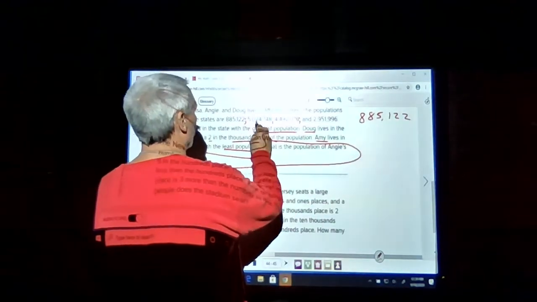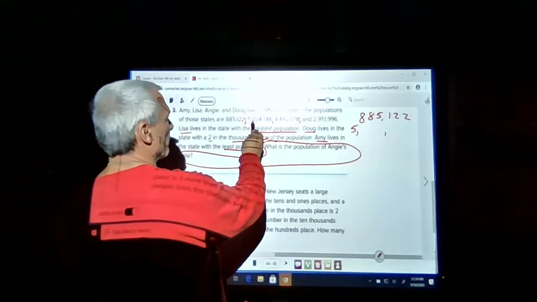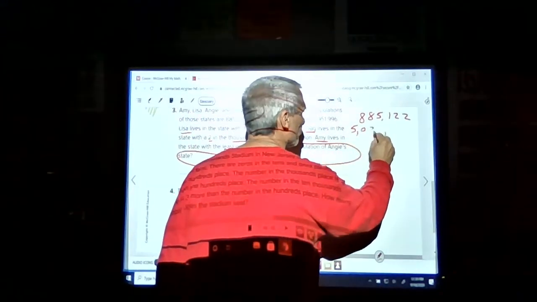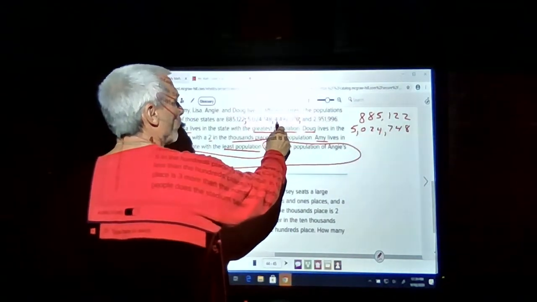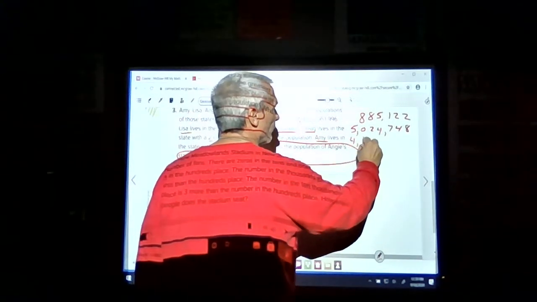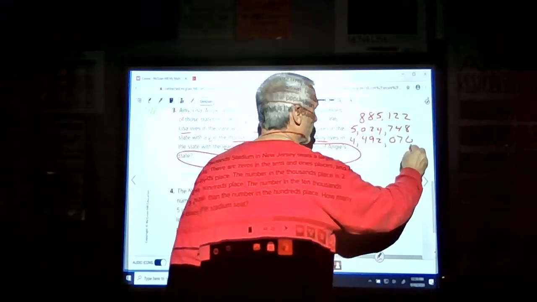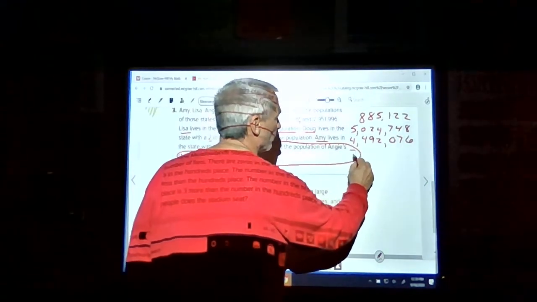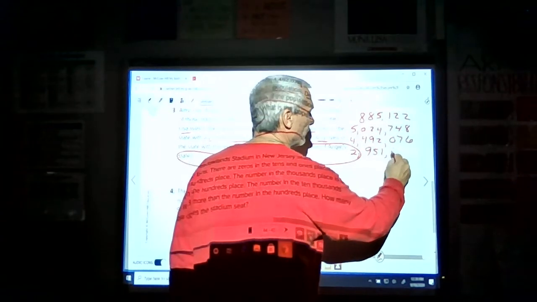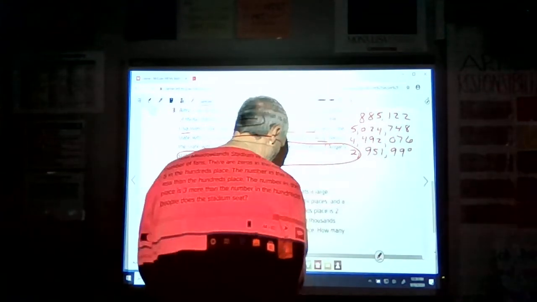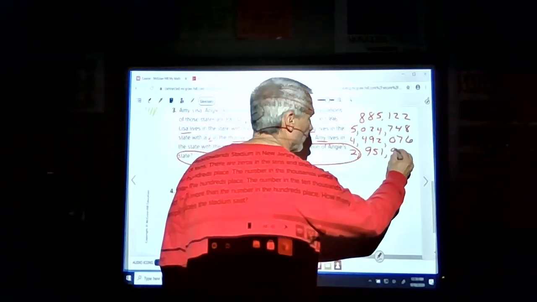885,122. 5 million. Be careful because there's a comma and here's a comma to line them up. 5 million. There's the thousands. 0, 2, 4, and 748. Then we have 4 million again. 4,492,076. And finally 2 million. Put the 2 there, million. 951,996. Or we just say 996.